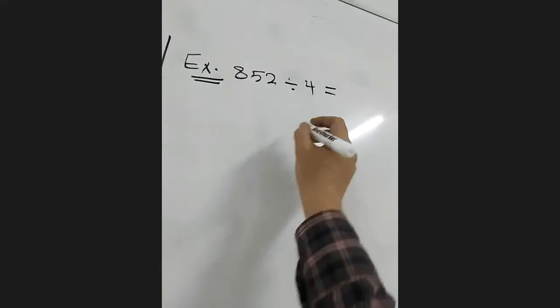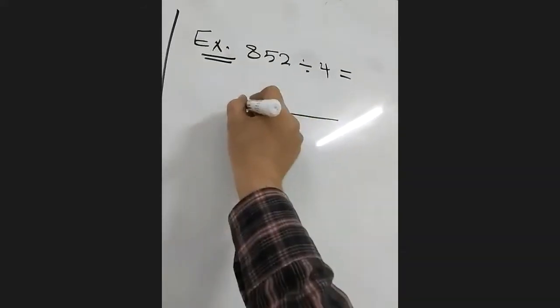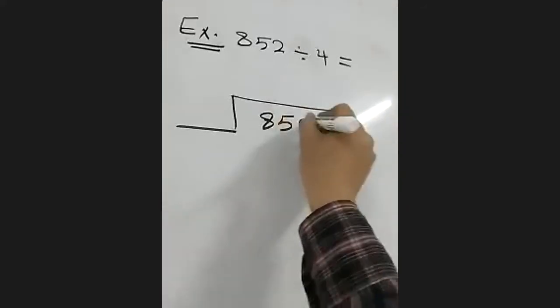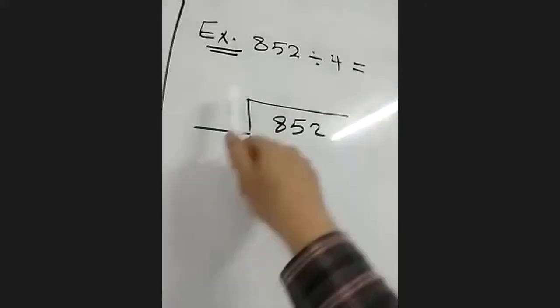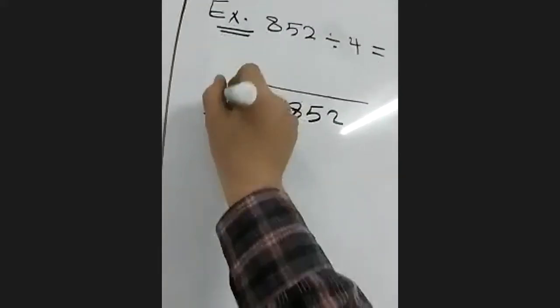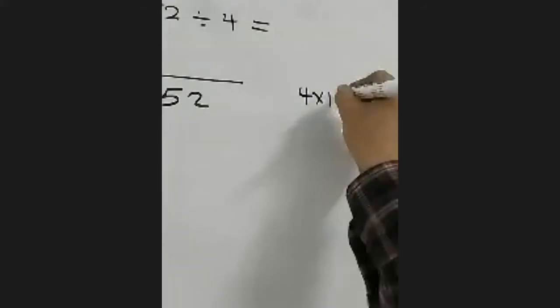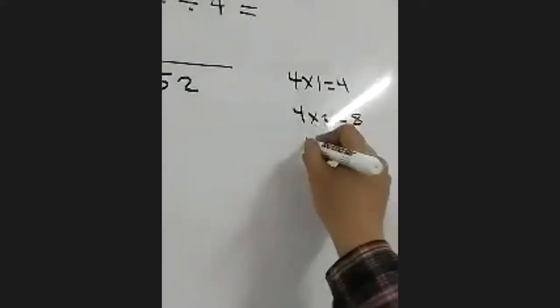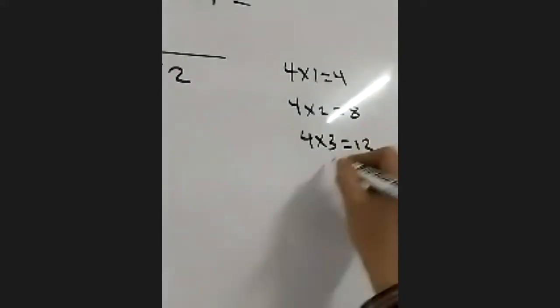I will keep it, and I will make my long division. And here the dividend is 852. It will be inside the division, and the divisor is 4. It will be here. So here I need to be good in the timetable of 4. 4 by 1 is 4, 4 by 2 is 8, 4 by 3 is 12, and go on.